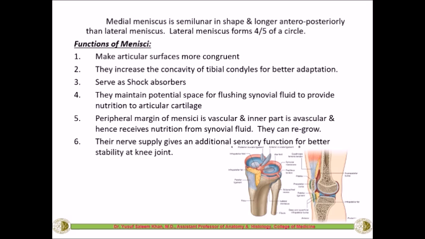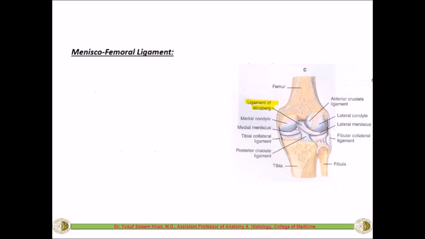So these are some of the important functions of the menisci. One is they make the articular surfaces more congruent, they increase the concavity of the tibial condyles, they act as a shock absorber, they maintain potential space between the surfaces. They are vascular in the center and avascular on the medial side, and that is supplied by nutrition from the synovial fluid. They also give additional nerve supply to the knee joint, which will prevent even small changes and help in the stability of the knee joint.